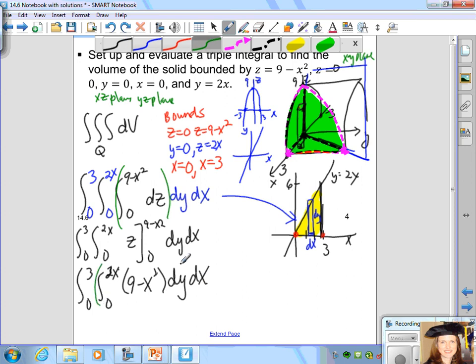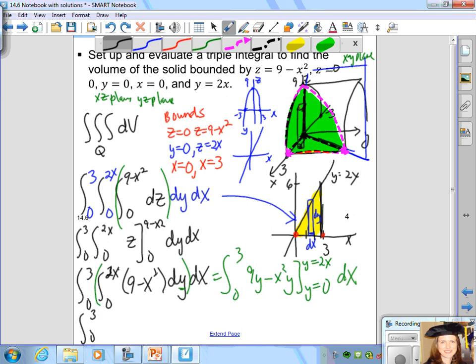And the inside of this iterated integral has a differential dy, so we're going to integrate with respect to y. So it would be an integral from 0 to 3. When you take the antiderivative of this with respect to y, you're going to treat the y as a variable and everything else as a constant. So in this case, the antiderivative of these constants would be that constant times y. So we would get 9y minus x squared y. And then our bounds for y would be y equals 0 to y equals 2x, and then dx.